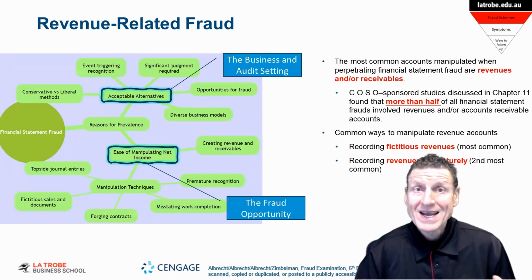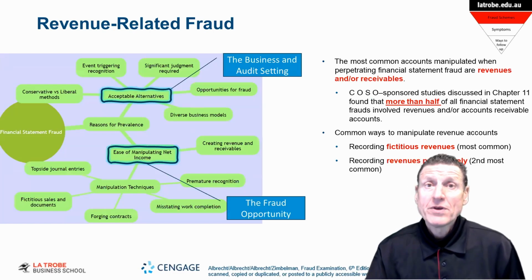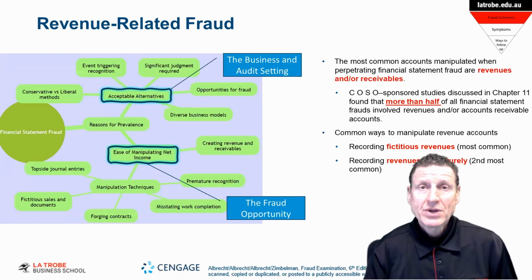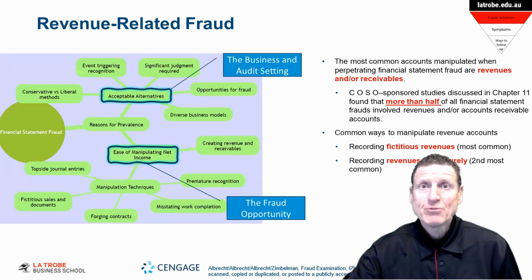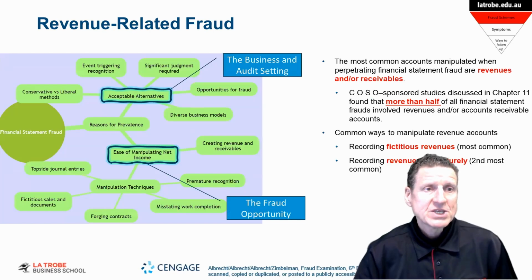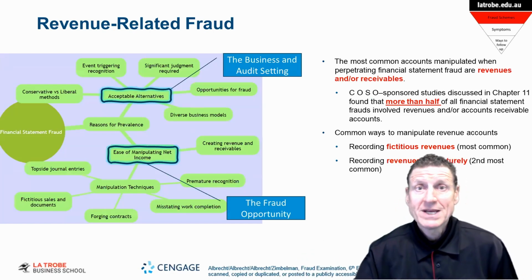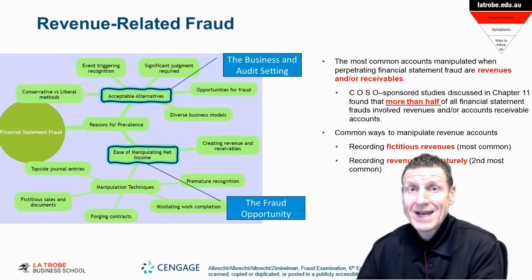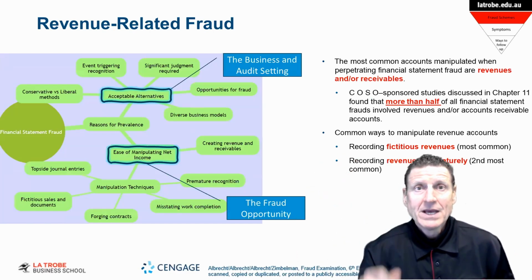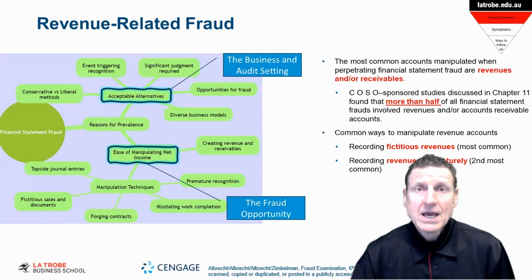So you've got topside journal entries, just like I explained. You can have premature recognition. You can recognize income before you've made sales, like consignment goods. You can say that you've sent goods out for consignment. You immediately recognize it as sales, even though the goods have not yet been sold. Fictitious sales and documents, forging contracts, misstating work completion. Recognizing work as being 100% complete when it is only 50% complete, especially if you're in a service contract. Wow, immediately your top line goes up. There you go. Revenue related fraud, easy peasy.